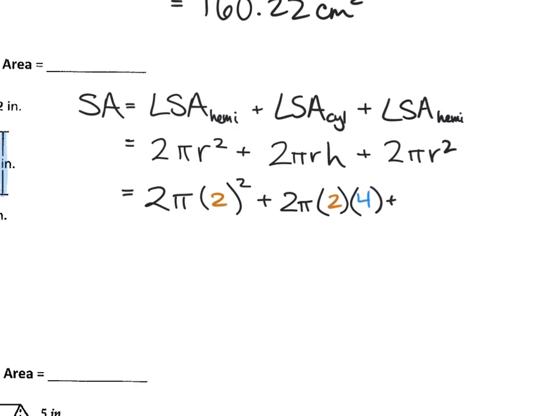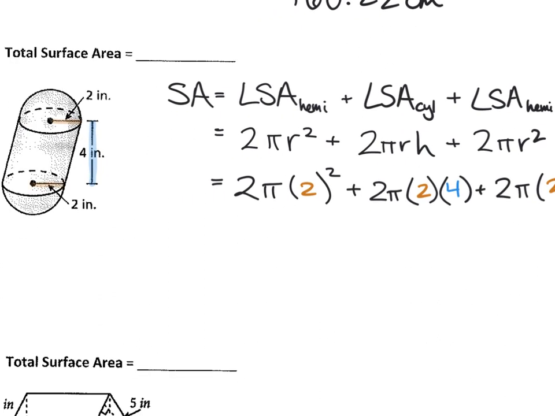Then we go to the other hemisphere. Again, what is the radius of the other hemisphere? It's still 2 because they're still the same sort of hemisphere, but I can highlight that. It's technically a different measurement. Okay, that's what I did.